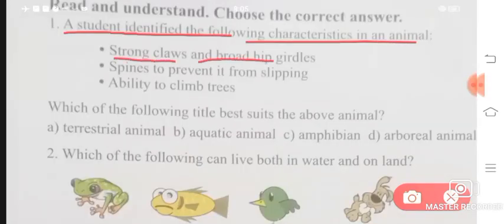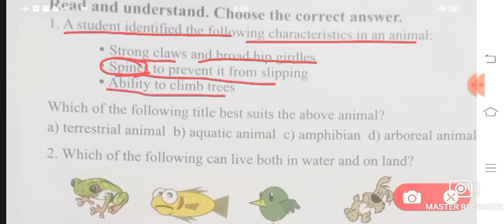A student identified the following characteristics in an animal. Strong claws and broad hip girdles. Spines to prevent it from slipping. Ability to climb trees. Which of the following title best suits the above animal?